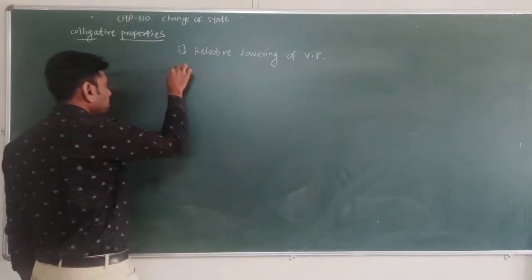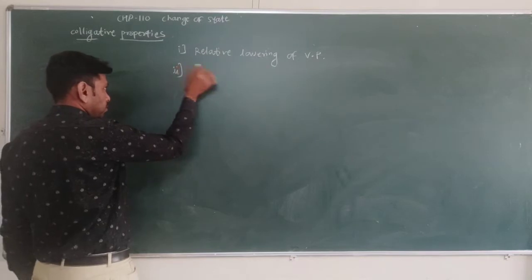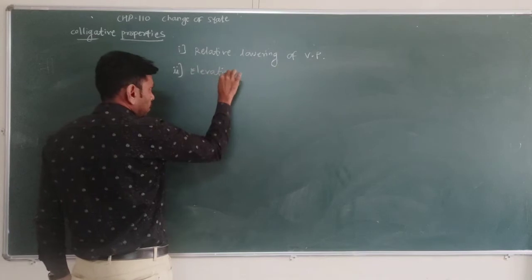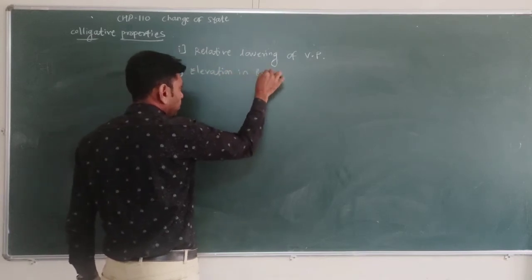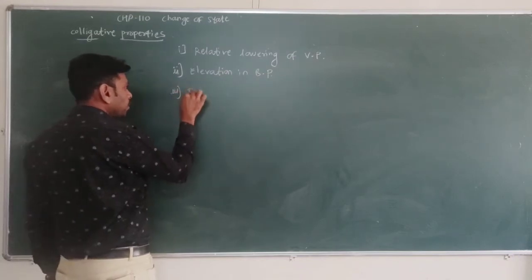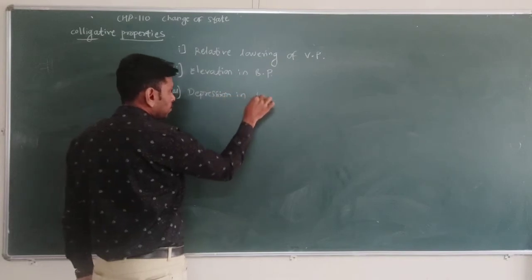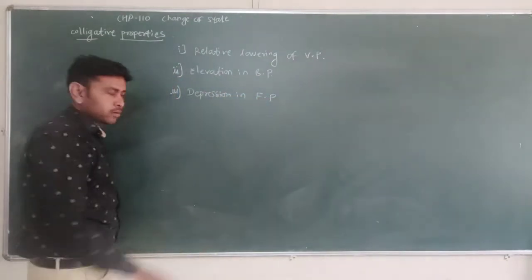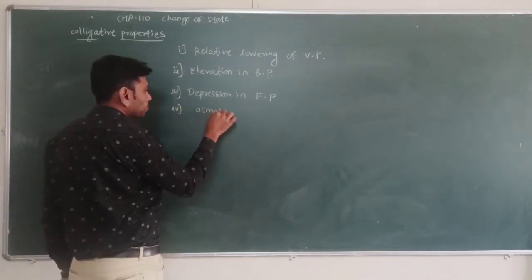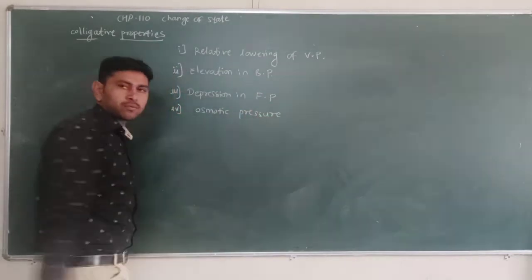Second colligative property that we have to study here is the elevation in boiling point. Third colligative property that we have to study is the depression in freezing point. And fourth colligative property is osmotic pressure.